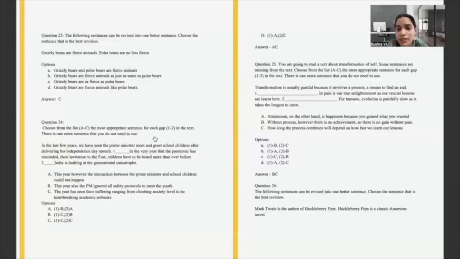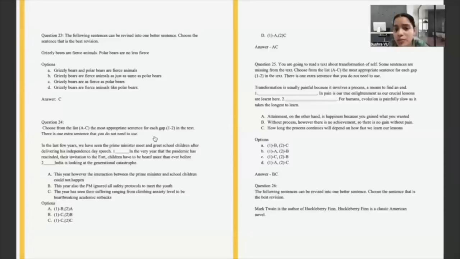Okay. Let's look at question number 25. You are going to read text about transformation cells. Some sentences are missing from the text. Choose from the list A to C the most appropriate sentence for each gap. There's one extra sentence. It's the same. There are two gaps given. You have to select two sentences out of the three.